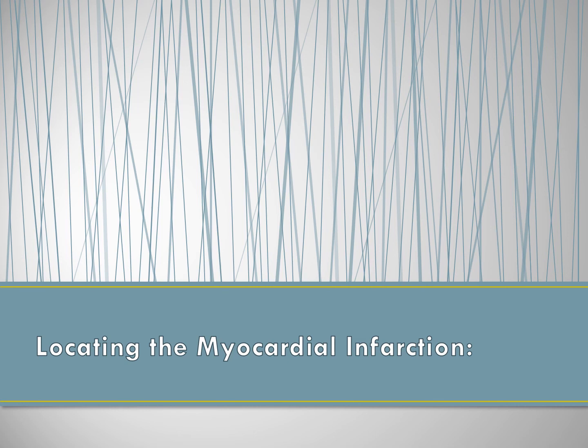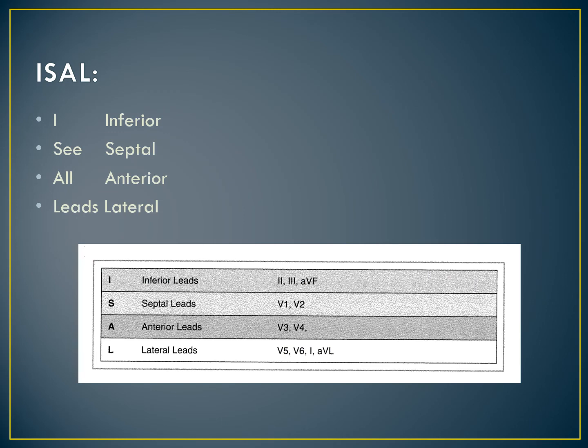Now that you know about the significance of the ST elevation, ST depression, T-wave inversion, and pathological Q waves, let's take this information and apply it to the findings of a 12-lead printout. For purposes of this course, we will use Bob Page's I See All Leads to help us in our interpretation. I stands for inferior and relates to leads 2, 3, and AVF.